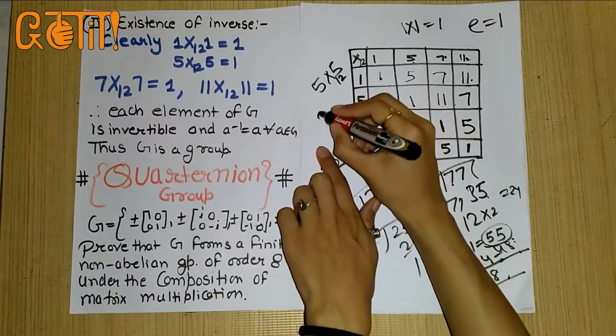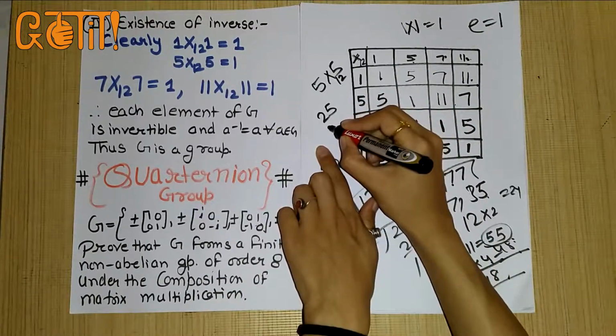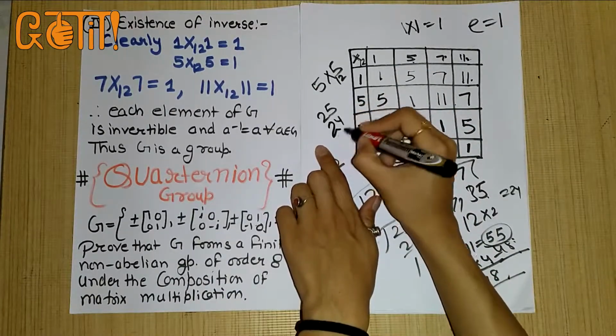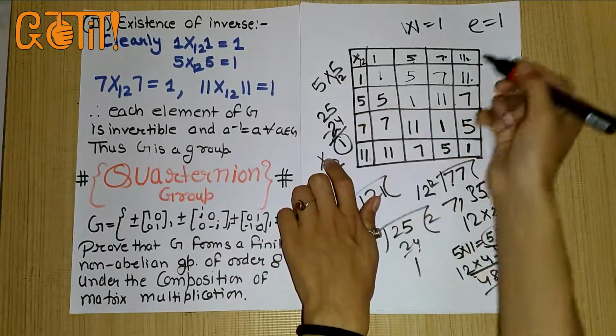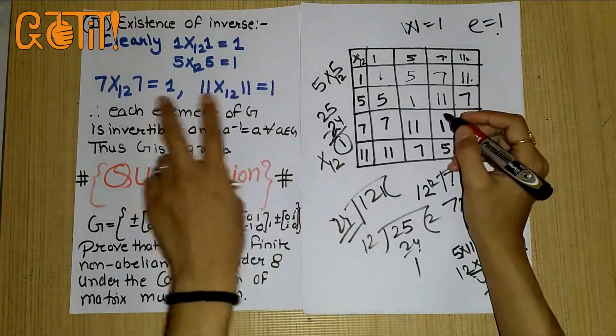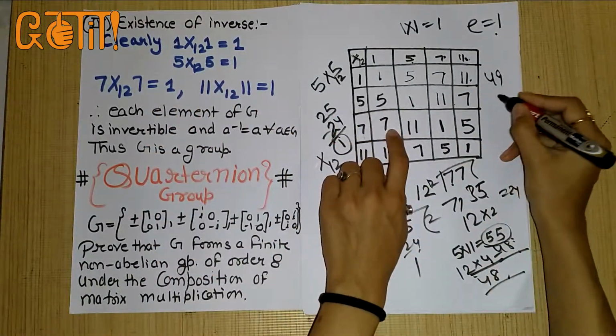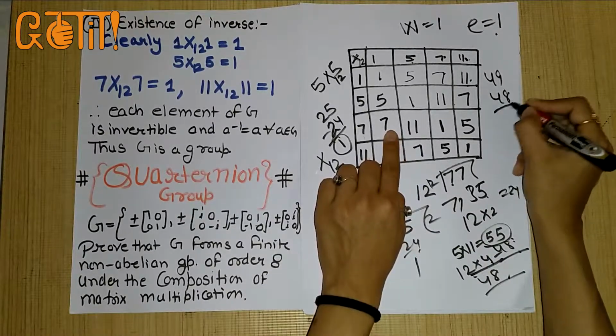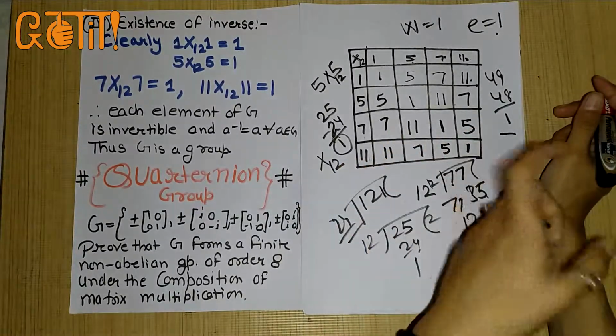So 5 times 5 is 25, and we know that 12 ones are 12, 12 twos are 24, and the remainder is 1. So we got the identity. Now 7 times 7 is 49. So guys, 12 fours are 48, again remainder 1, again we got the identity.